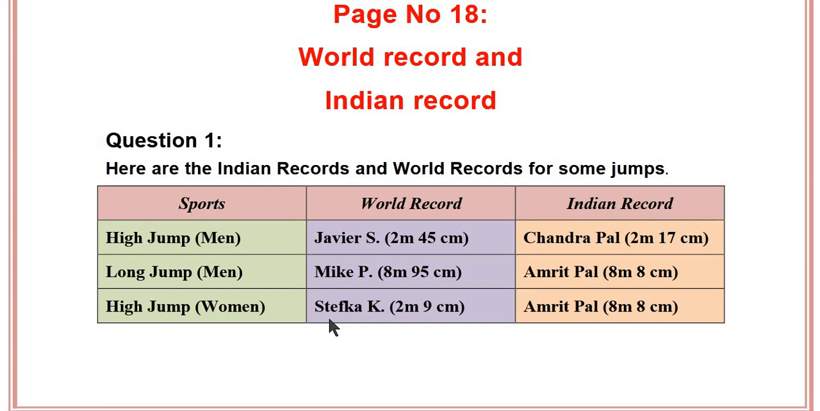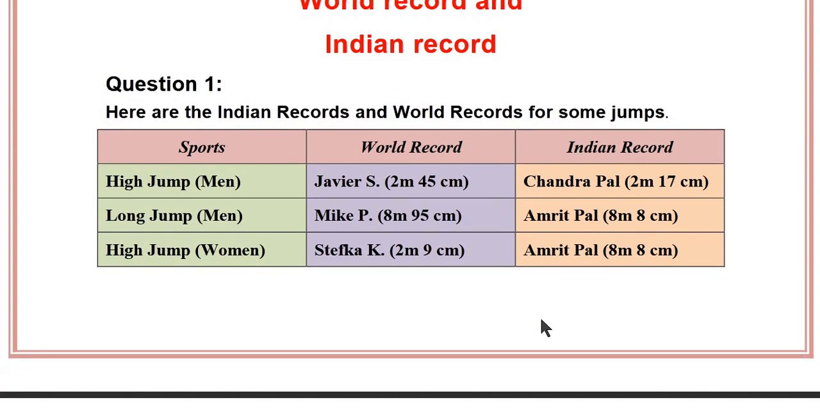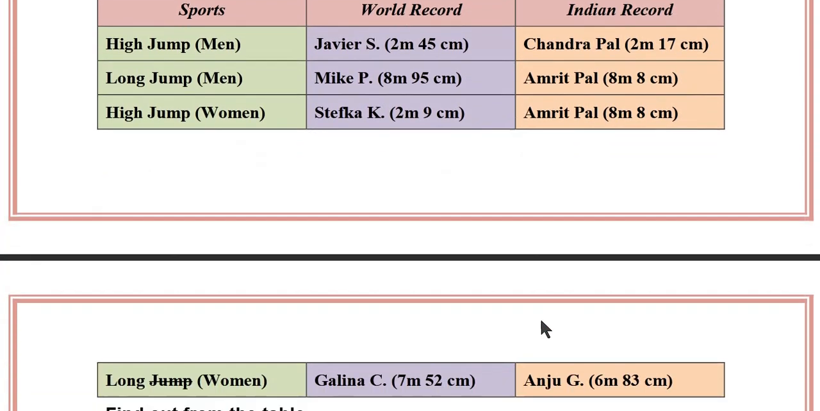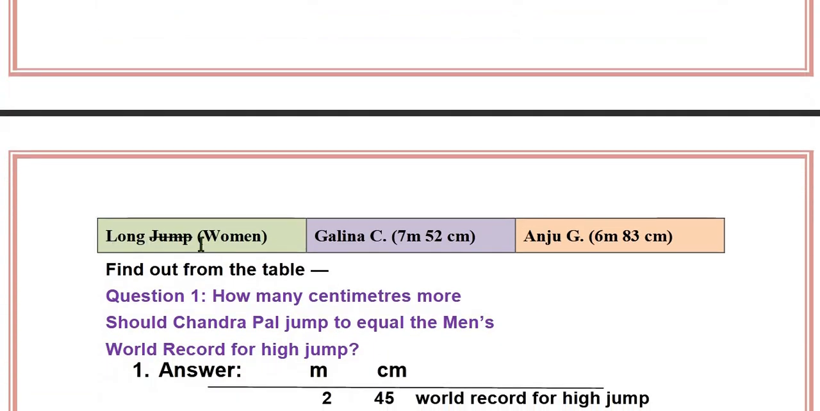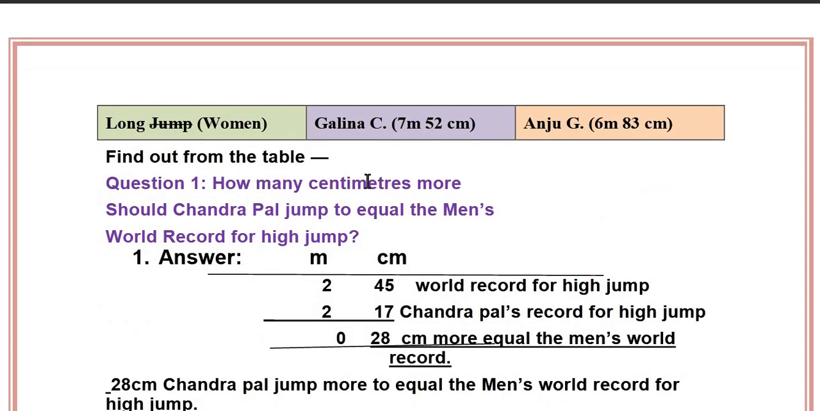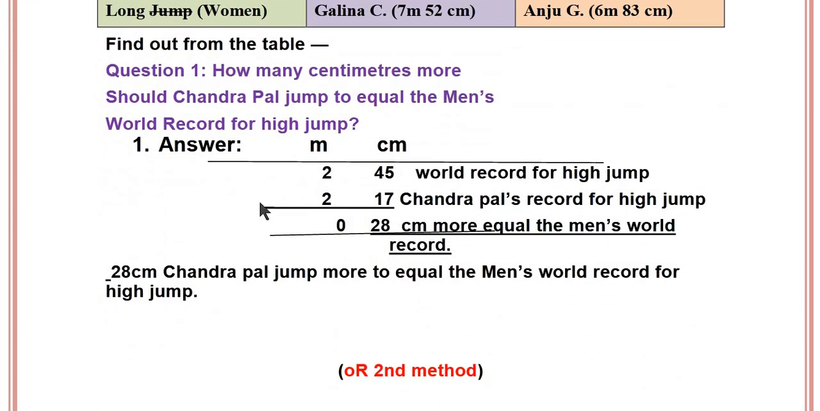High jump woman, Stefka K, 2 meter 9 centimeter. Amrit Pal, 8 meter 8 centimeter. Long jump woman, Galina C, 7 meter 52 centimeter. Anju G, 6 meter 83 centimeter. Find out from the table, question number 1. How many centimeter more should Chandrapal jump to equal the men's world record for high jump?